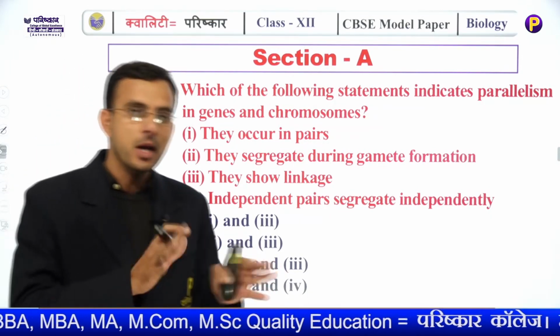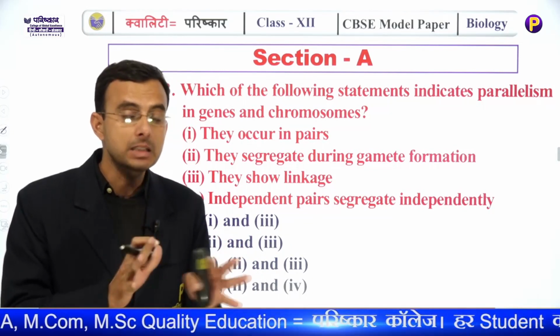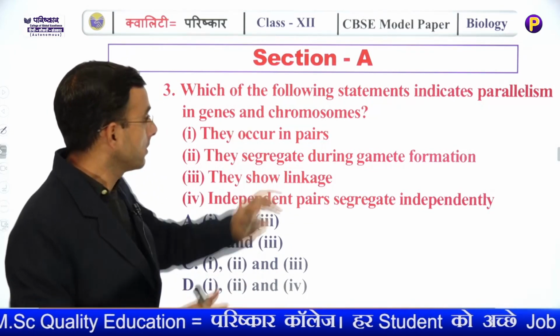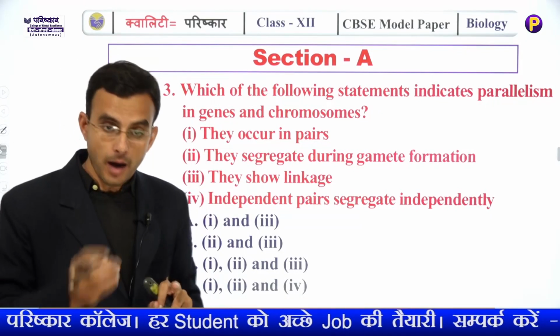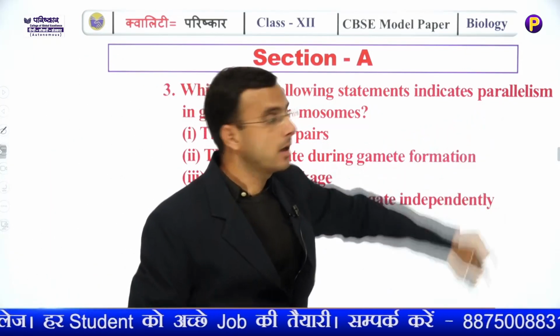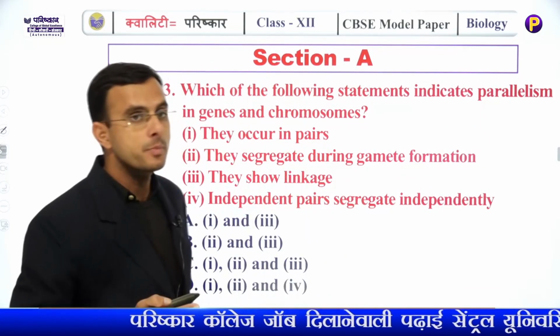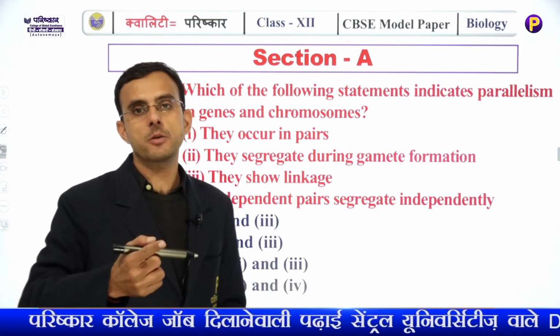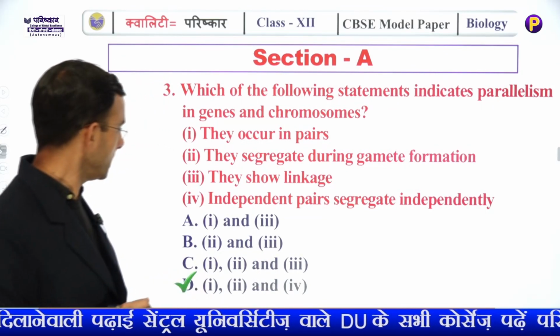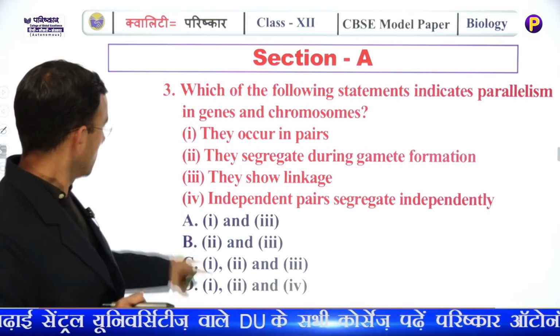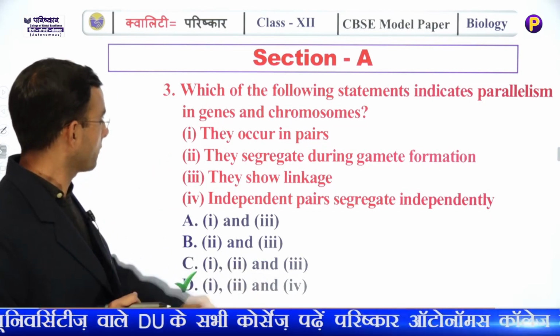So if you are able to analyze these things, then you are able to make a connection between the genes and chromosomes. And after that, when you are able to make the parallelism, that parallelism means how they are transmitted together from one generation to the next generation. So look at this one. Now the answer is the fourth one. So first, second and fourth options are correct.